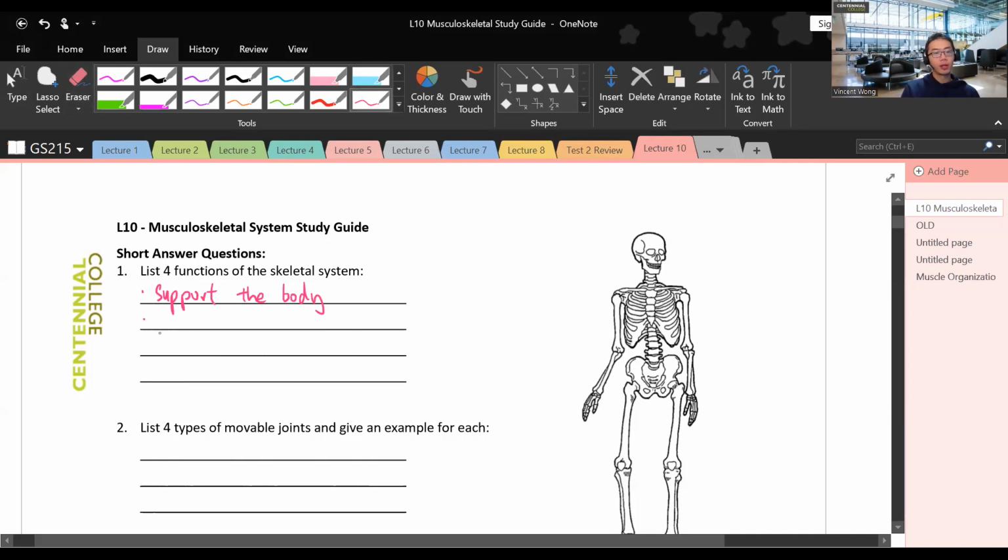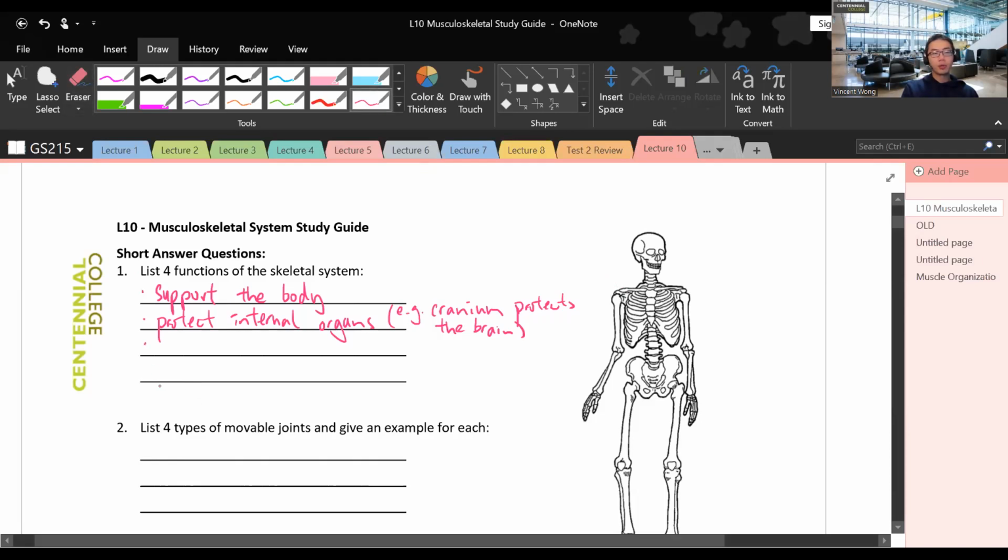The bones are also important for protection. So protect internal organs. We already learned in previous units that the cranium, which is like the skull, right? The cranium protects the brain. Okay. The rib cage protects the lungs. The pelvic bone protects reproductive organs. So different bones protect various internal organs.